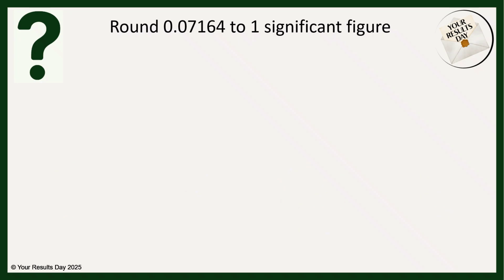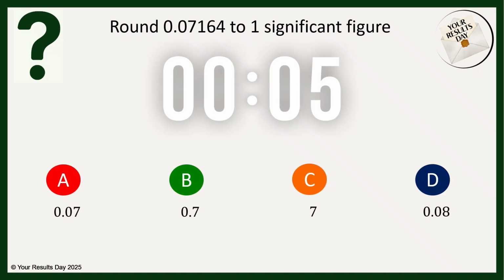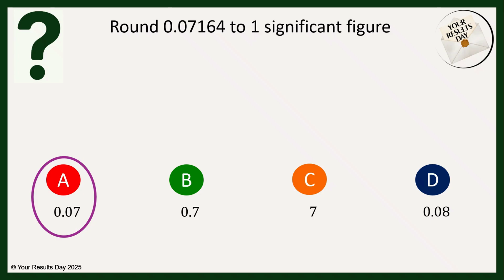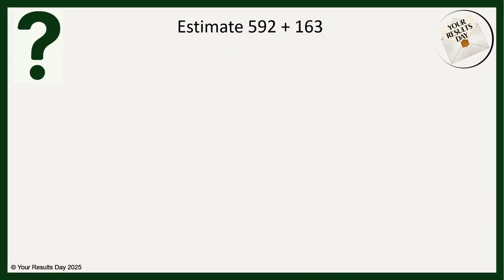Next, round 0.07164 to one significant figure. Here are your options. The answer to that one was A, 0.07.